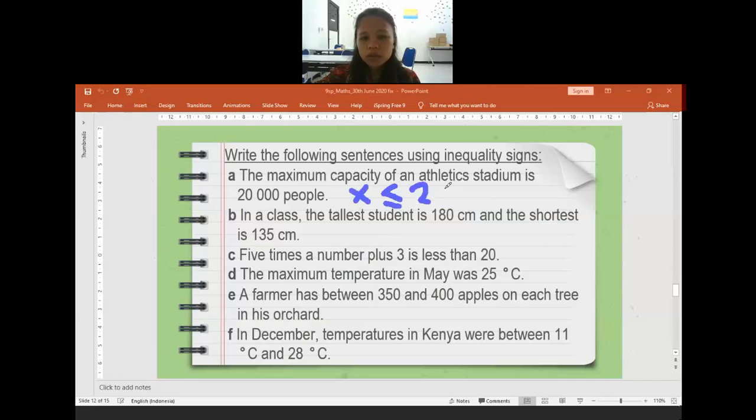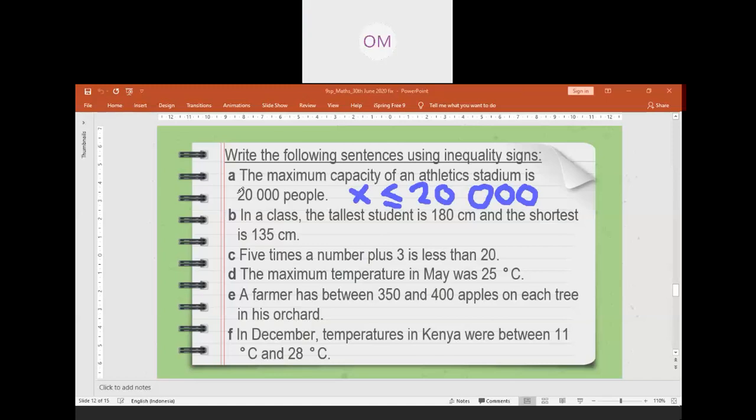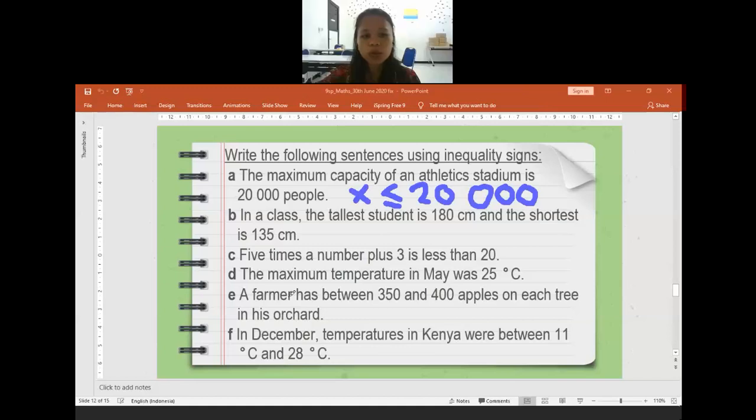Is anyone confused? Because the maximum is 20,000, that's why the possible value has to be less than or equal to 20,000. Okay, is there anyone confused? No. Anyone confused? Okay, if no one is confused, let us continue to question B. In a class, the tallest student is 180 centimeters and the shortest is 135 centimeters. So how do we have to write it?